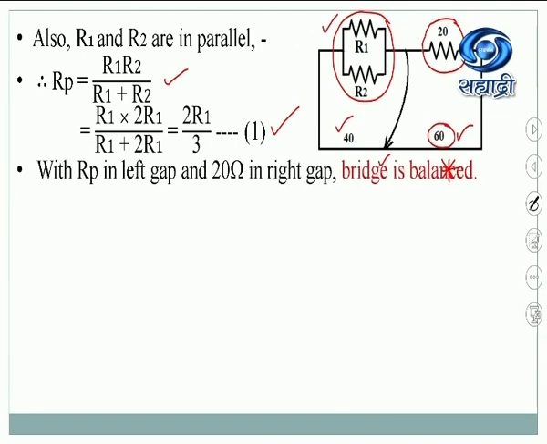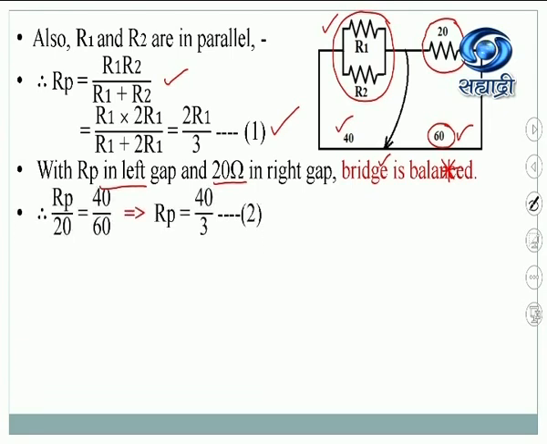Now, with Rp in the left gap and 20 ohm in the right gap, the bridge is balanced. That is given, just as I explained now. So we write this as Rp upon 20, equal to 40 upon 60, from which we get Rp equal to 40 by 3. That is the second equation. So we got two equations.